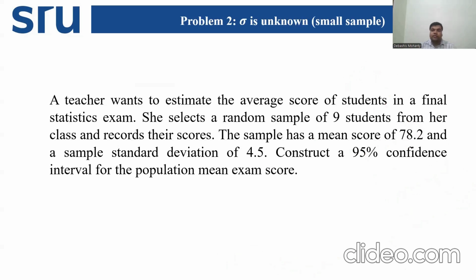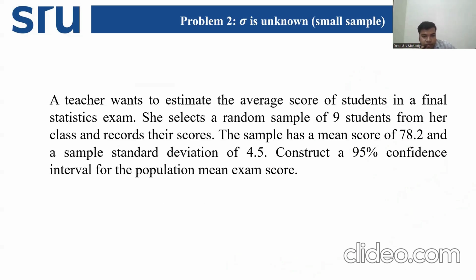Next, coming to the second problem. The first problem is already completed. If the sigma value is known, we directly use z alpha by 2. Next, a very important thing: sigma value is unknown. So what do we have to do there? Basically, it is for the small sample. Whenever there is a small sample, read the question very carefully. We have to apply the t distribution here with the degree of freedom.